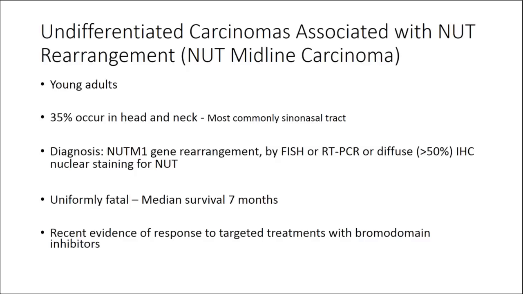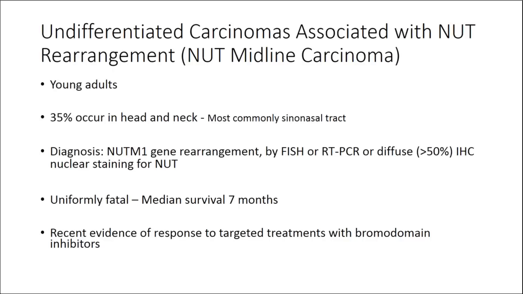And so the best way to diagnose it is to actually do the immunohistochemistry for the NUT protein or look for the NUT gene rearrangement by either FISH or PCR. The NUT positivity for the immunohistochemistry can sometimes be variable, but it should be diffusely strongly positive in more than 50% of the cells to call it a NUT carcinoma.